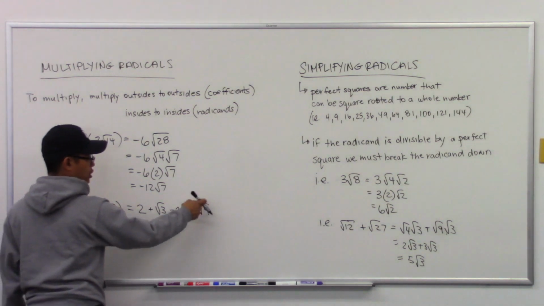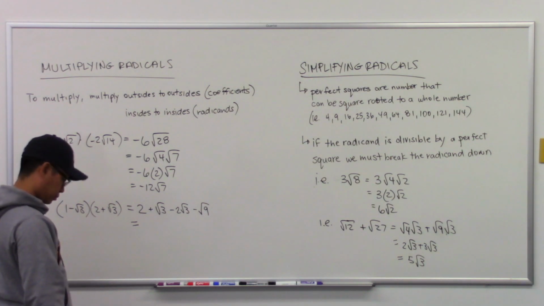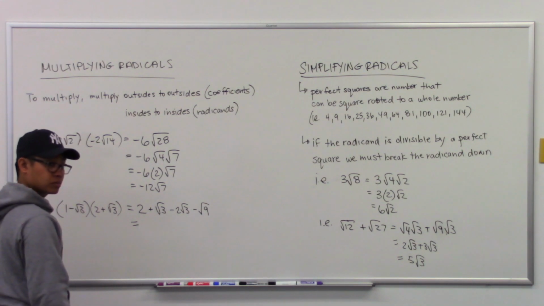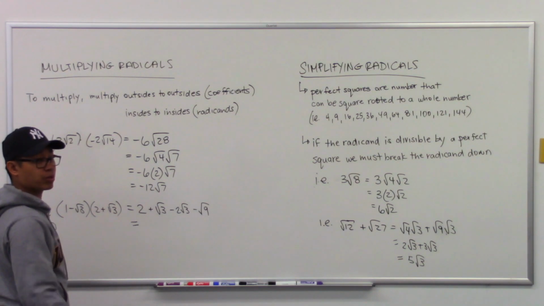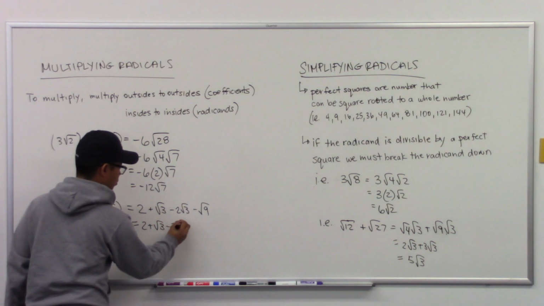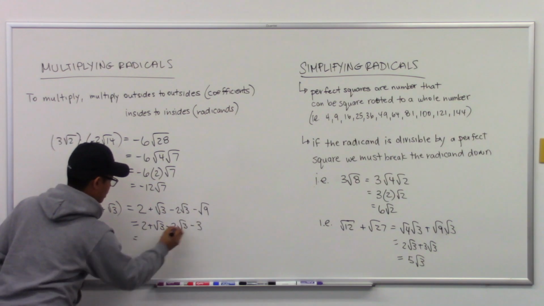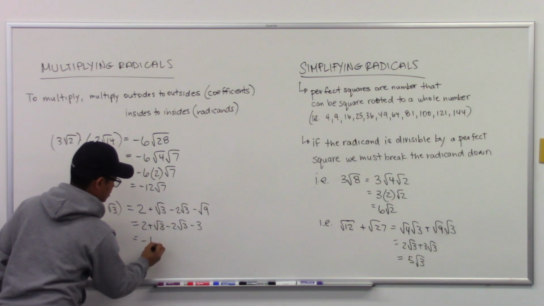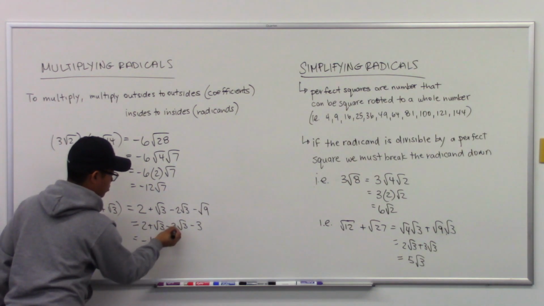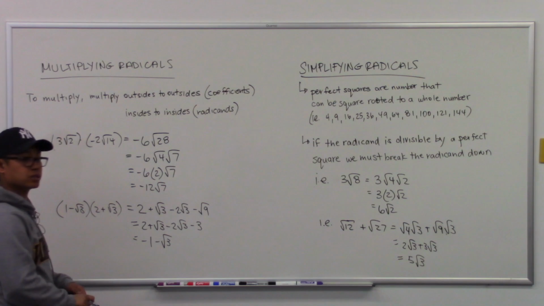Yes, but first you can change this. What's the square root of 9? It's already a perfect square. Yes. So you get 2 plus root 3 minus 2 root 3 minus 3. Not root 3, 3. 2 minus 3 is negative 1. This positive 1 root 3 minus 2 root 3 is minus 1 root 3. That's your final answer.